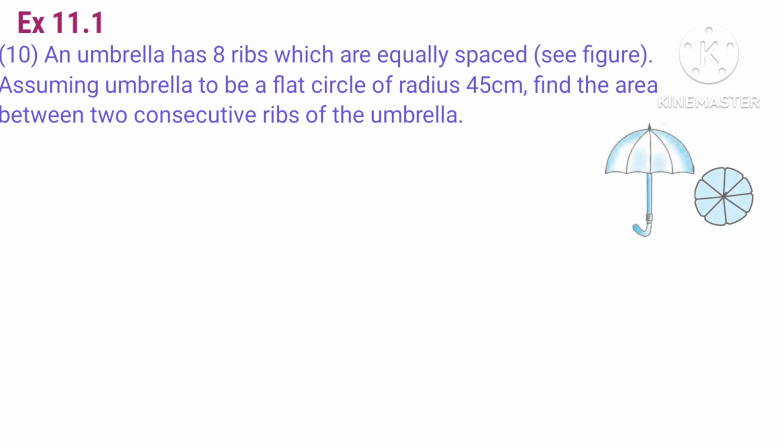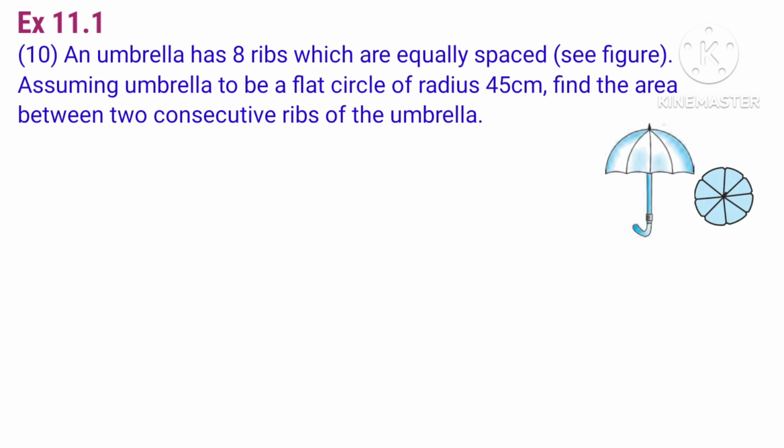We'll move on to our next question. Umbrella of 8 ribs which are equally spaced. Assuming umbrella to be a flat circle of radius 45 cm, find the area between two consecutive ribs of the umbrella. So in the question we have a diagram. So there is an umbrella with 8 ribs. Assume a flat circle of radius 45 cm for the umbrella. So if you see this flat circle, it looks like area of circle. So area of umbrella is equal to area of circle.